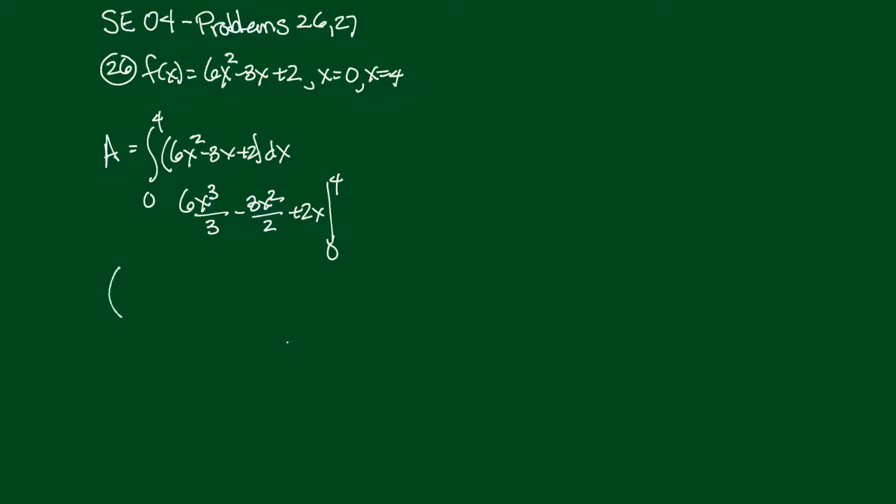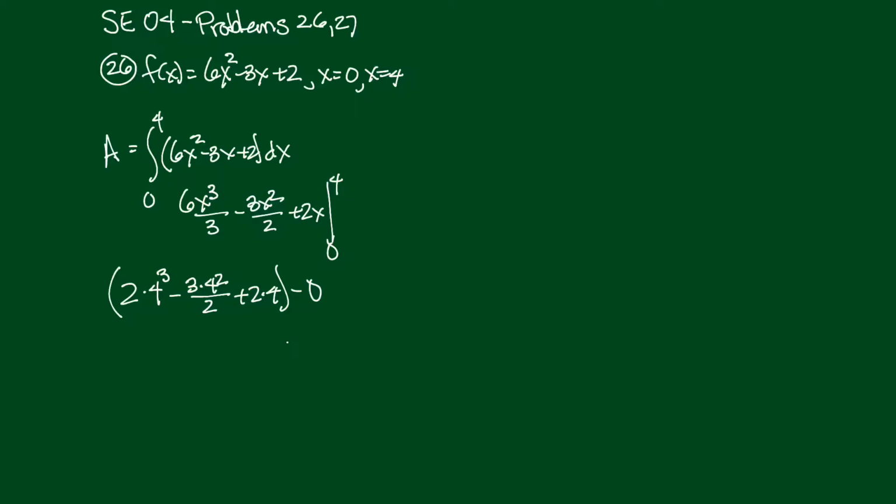Put in that upper limit, we'll get, now the 3 will go into 6 twice. So I'm going to get 2 times 4 cubed minus 3 times 4 squared over 2 plus 2 times 4. And when you put in that lower limit, 0, since all the terms have a 0 in them, that's just a 0. All right, so what are we going to get?